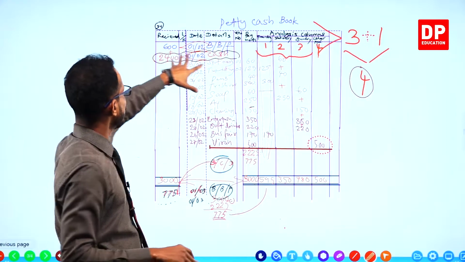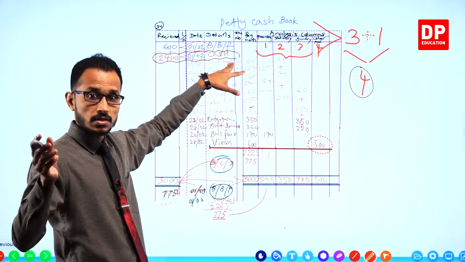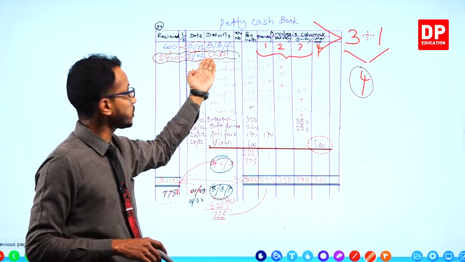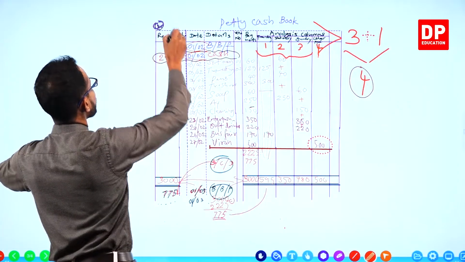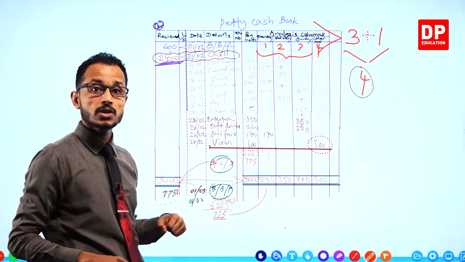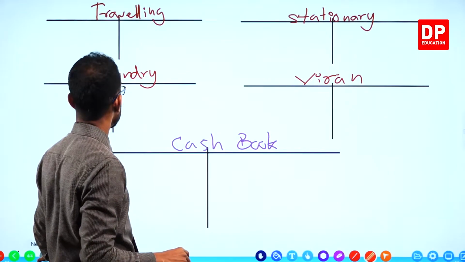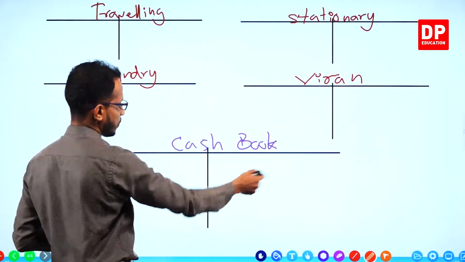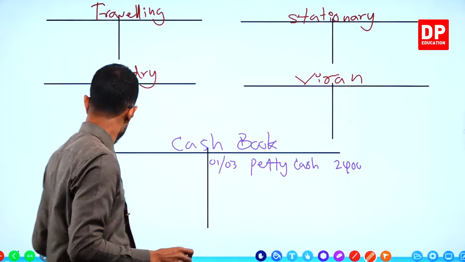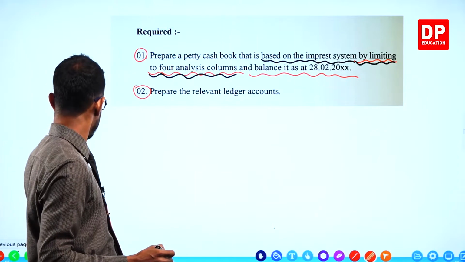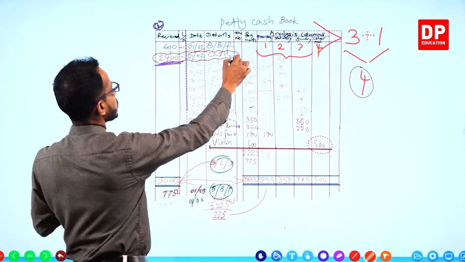First, let's record, children, the reimbursement which we received from the main cashier in the cash book. Petty cash book, debit. So cash book, credit. Where's the cash book? Here. 1st of March. Description is petty cash. $2,400. So we recorded this. All right.